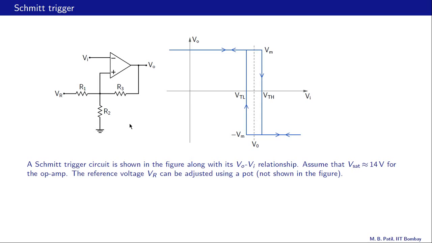Let us look at this modified Schmitt trigger circuit with the VO versus VI relationship shown here. Essentially, it's an inverting Schmitt trigger, but here the VTL and VTH are not symmetrically placed around VI equal to 0. They have been shifted along the VI axis, and this shift depends on this reference voltage, as we will find out. This reference voltage can be adjusted using a pot, which we have not shown in the figure.